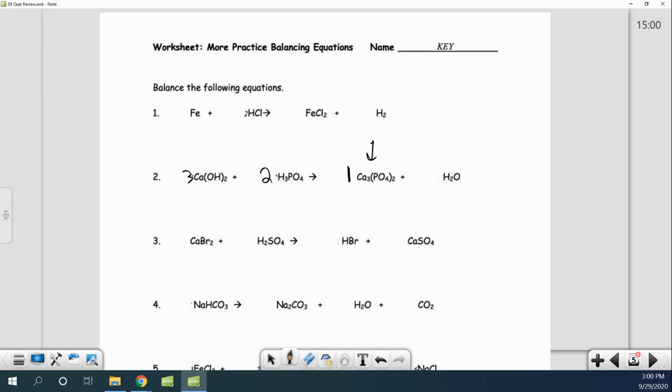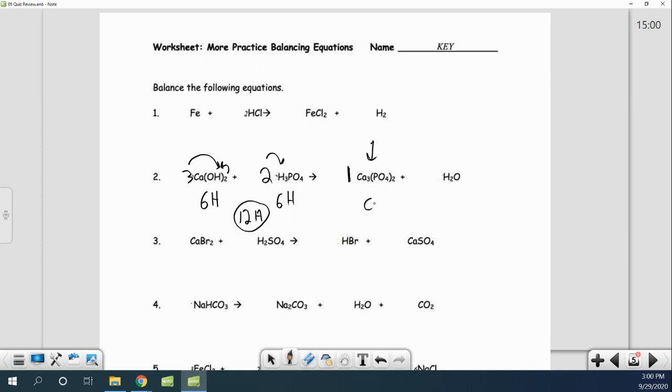Now what's left? Well, I got hydrogens. So there's a lot of hydrogen all over the place, so I'm actually going to write this out so I can see it. I have 3 sets of 2 hydrogens. I have 6 H's here. I have 2 sets of 3. I have 6 H's here. So this side in total is 12 hydrogens.